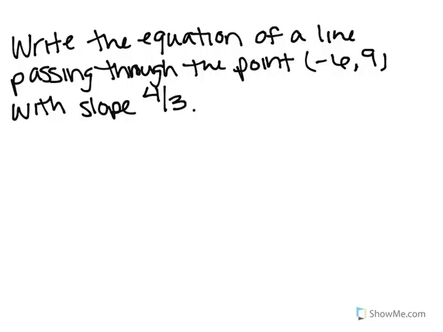In this video, we're going to talk about how to write the equation of a line. The given problem tells us that our line has to pass through the point (-6, 9), and it's going to have the slope of 4/3.